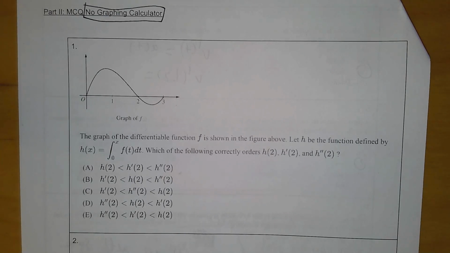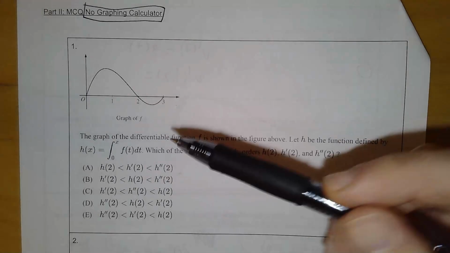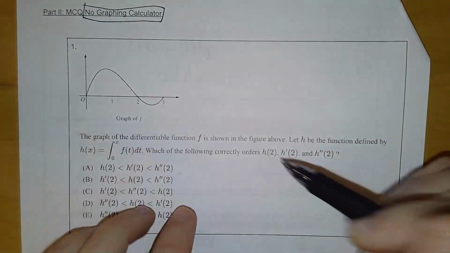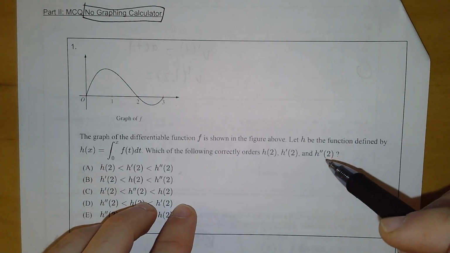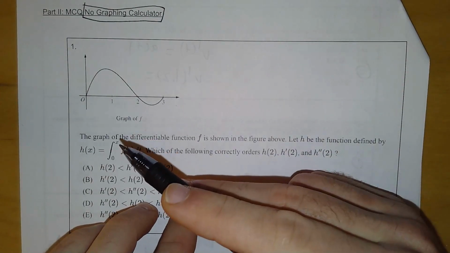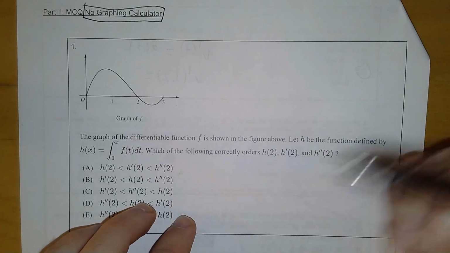So first one, we're looking at a differentiable function, and h is the area function from 0 to x of f of t dt, and which correctly orders these. You were probably familiar with these from the last test, but it wasn't an area function. It would have just been f, f prime, and f double prime. The difference here is the function is the area function, not the function itself.